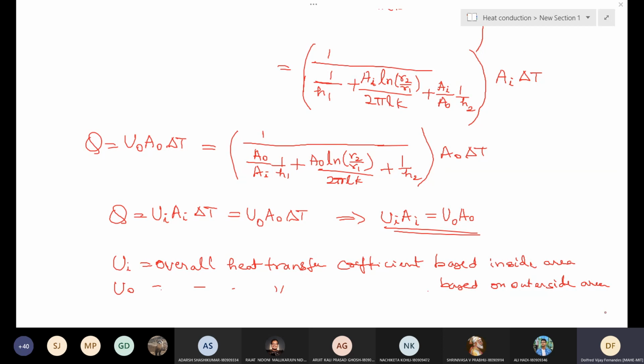We'll move on to the next very important topic, that is critical thickness of insulation.